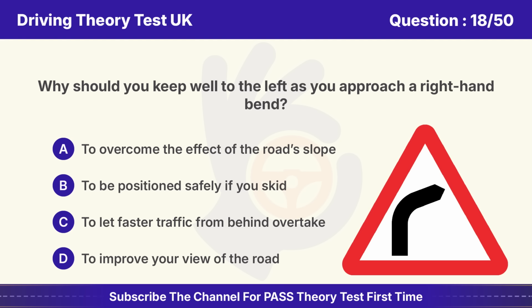Question 18. Why should you keep well to the left as you approach a right-hand bend? Option A. To overcome the effect of the road slope. B. To be positioned safely if you skid. C. To let faster traffic from behind overtake. D. To improve your view of the road.